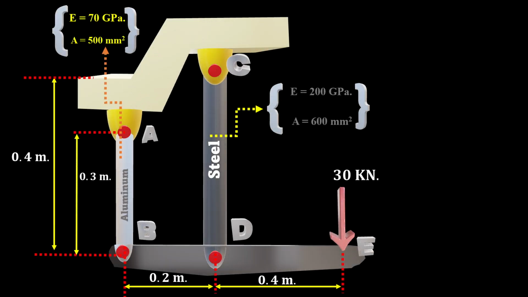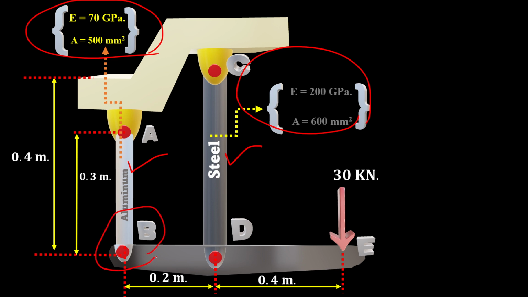Let's solve an interesting problem in axial load and deflection of member. If we have such configuration, in which a rigid bar BDE is connected with two rods to the ceiling. One of them is aluminum, the other is a steel, and their specification is provided. We want to know what is the deflection at B, D, and E due to loading of 30 kilonewton.